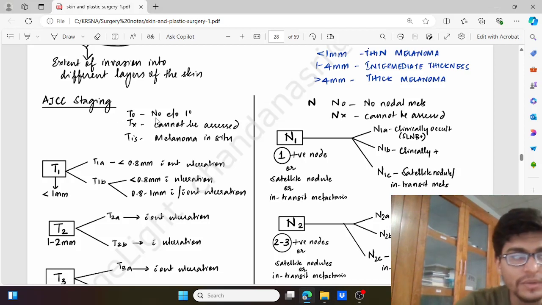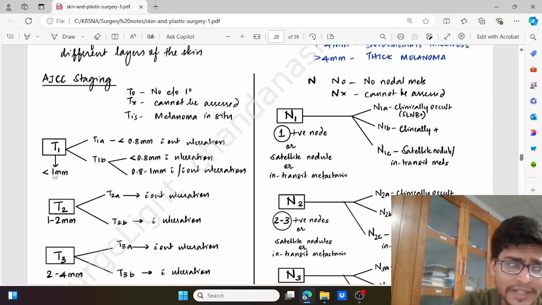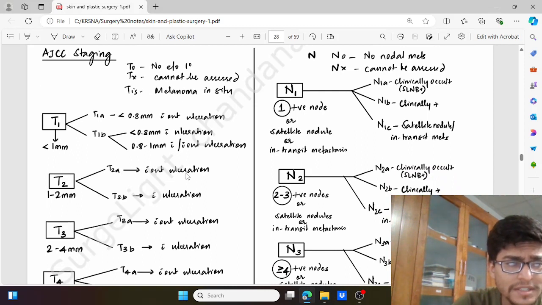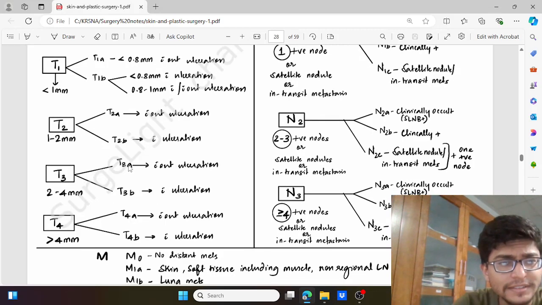So AJCC staging: T0 where there is no evidence of primary tumor, TX where the tumor cannot be assessed, Tis melanoma in situ. T1 less than 1 mm, as we have seen, is divided into A and B. A is less than 0.8 mm without ulceration, and B is less than 0.8 mm with ulceration, or 0.8 to 1 mm with or without ulceration. Now T2, that is 1 to 2 mm: T2A without ulceration, T2B with ulceration. T3, 2 to 4 mm: A without ulceration, B with ulceration. T4 more than 4 mm: A without ulceration, T4B with ulceration. So this was the T.